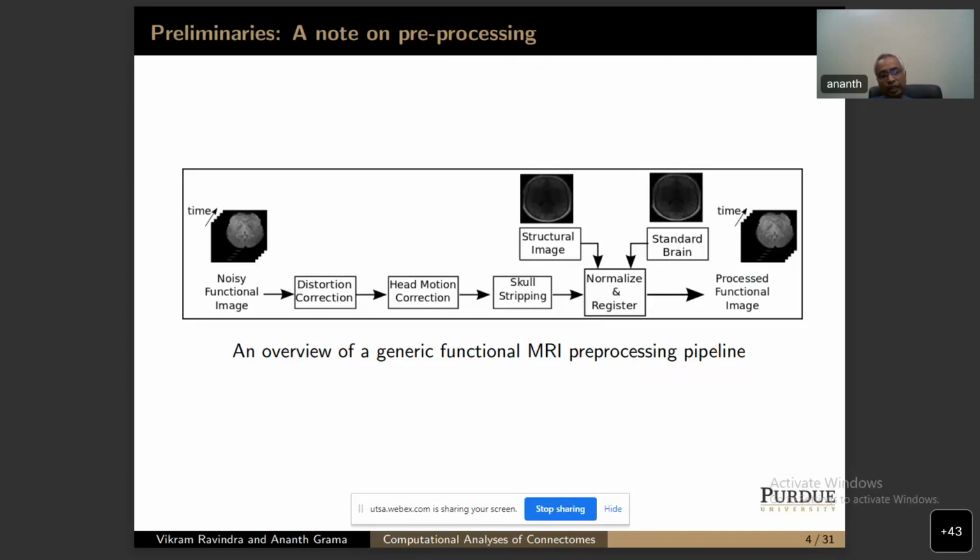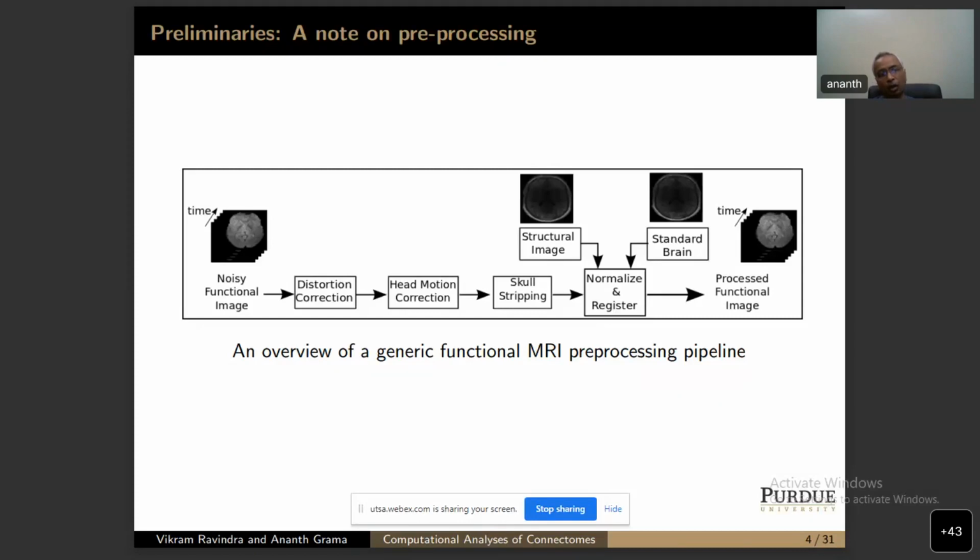The first problem that you will deal with is that this is a very noisy functional image. So the first thing you have to do is distortion correction. Nobody sits still in an MRI machine, which means that our head's moving a little bit. So you have to do head motion correction. We're not necessarily interested in the skull or the water, so we have to do skull stripping. So we take away all the voxels from your images that have to do with the skull. Then, using a structural image and a standard brain, we normalize and register.